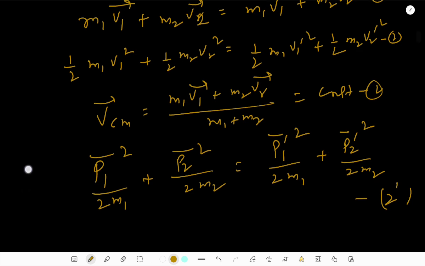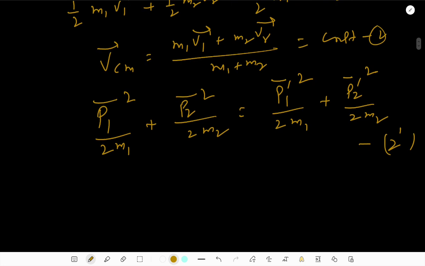And you know that before collision, the total momentum is equal to 0. That means the magnitude of p1 bar and p2 bar is equal, and they are in opposite direction. And after the collision, the total momentum is also 0. That means p1 dash bar has the same magnitude as p2 dash bar.